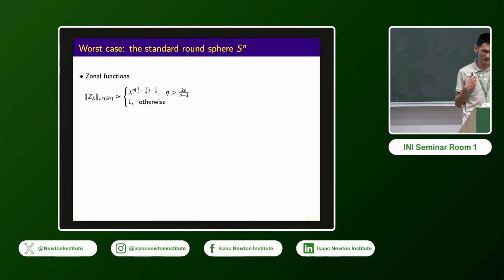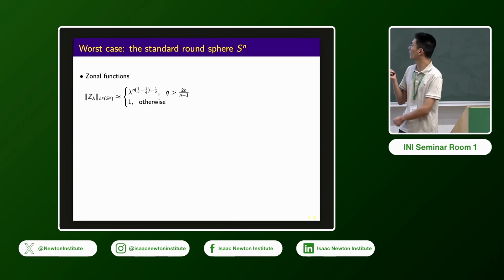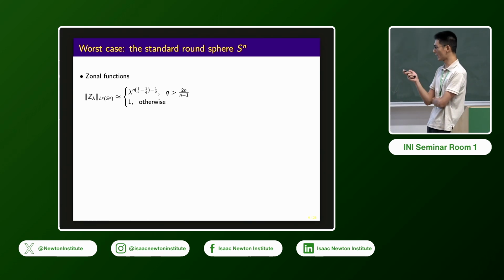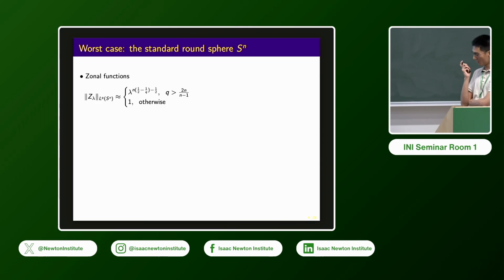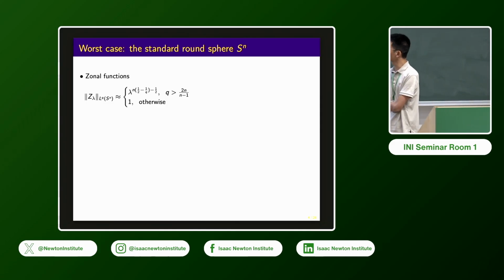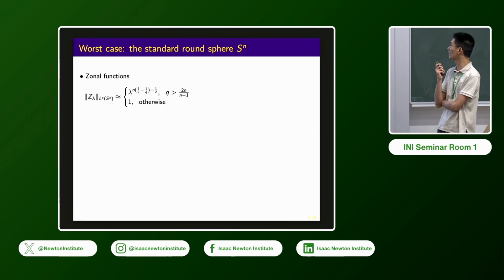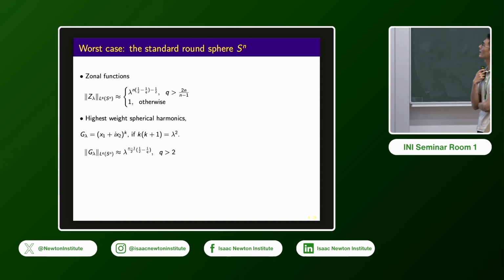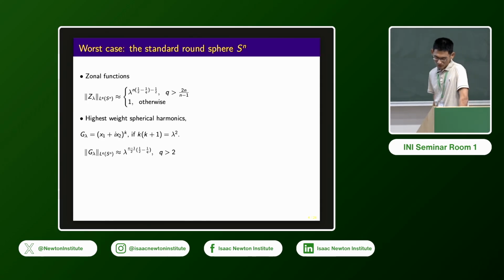In the sphere, there is an explicit expression for the spectrum, and there are two examples in the case of the sphere. First are zonal functions, where the L^q norm of zonal functions is approximately lambda to this power for q bigger than 2n over n minus 1, and equals 1 otherwise. The zonal function expression involves the Legendre functions and is complicated, but the other example is highest-weight spherical harmonics. If we allow complex valued eigenfunctions, it has a simple form.